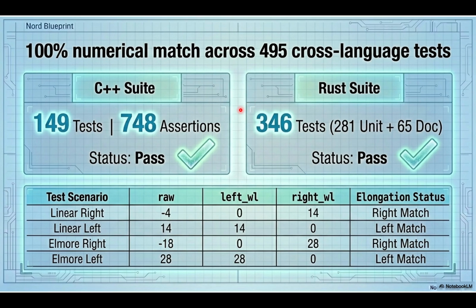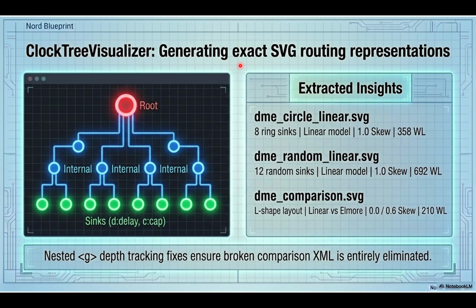Meaning what exactly? Like the answers have to be identical. Yes. Meaning the Rust pure functions, calculating that messy Elmore physics, evaluating the tapping points, and generating the elongation snake lengths produce the exact same mathematical outputs to the decimal point as the C++ original. Wow. Achieving that level of cross-language consistency is kind of the holy grail, isn't it? It absolutely is. It proves that the architecture isn't just relying on some hidden quirk of the C++ compiler. It means the underlying logic of the arena tree and the pure functions is fundamentally mathematically sound.